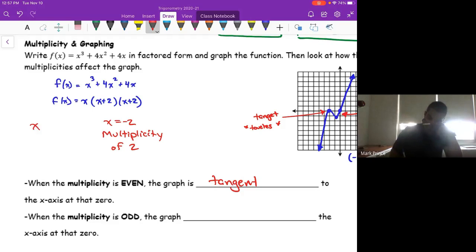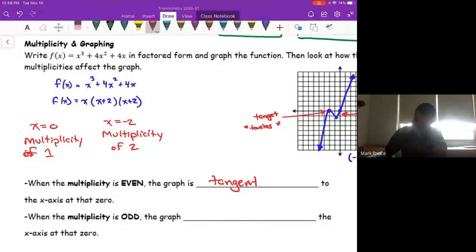But then we had x equals 0. No, I'm sorry, 0 is not considered odd. The multiplicity is 1. So that means we intersected it. So when the multiplicity is odd, the graph intersects that point. All right, so we need these two things to talk about the tables we're going to look at next.